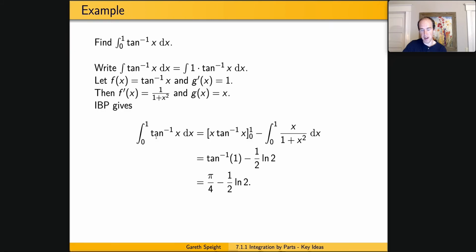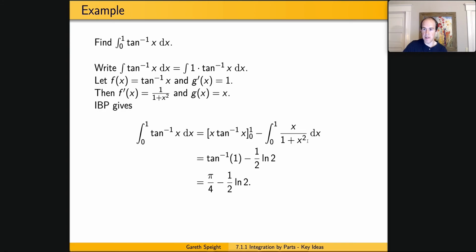We had 1 times inverse tangent x. We have to integrate one term. We don't do any differentiation on that first term. So we integrate the 1, we get x. So we have x inverse tangent x, except now we have to evaluate in a minute between 0 and 1. And then we have to subtract the integral where we both do a differentiation and an integration. So we're integrating the 1, we got x, and we're differentiating the arctan, we get 1 over 1 plus x squared. So we end up with x over 1 plus x squared.